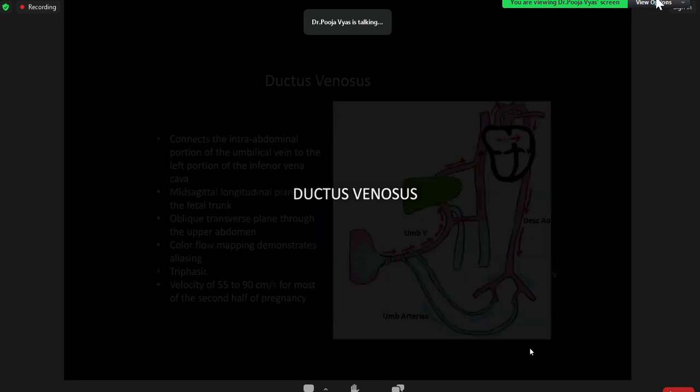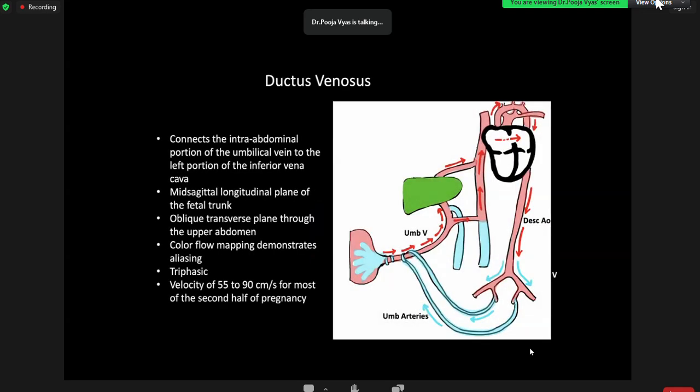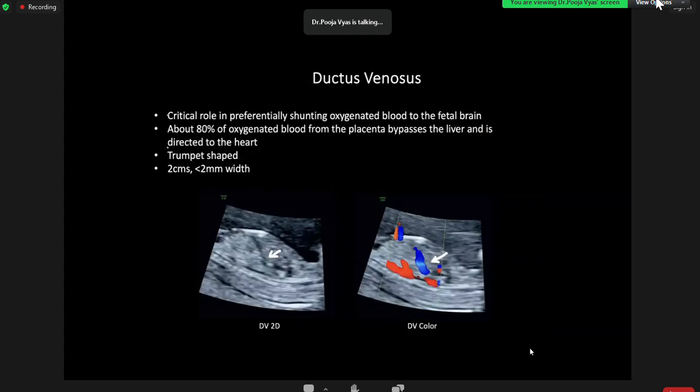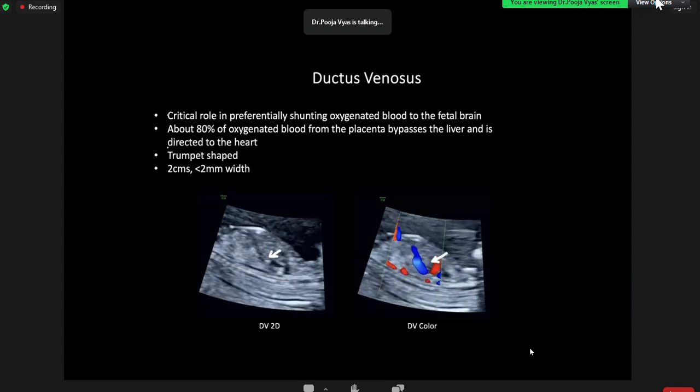Now moving on to DV. DV is a very important structure. It is a very narrow structure and it connects the intra-abdominal portion of the umbilical vein to the inferior vena cava. And it has a very important role because it shunts oxygenated blood to the fetal brain. It is trumpet shaped. It is less than 2 millimeter in size. And we can document it as aliasing when we switch on color.